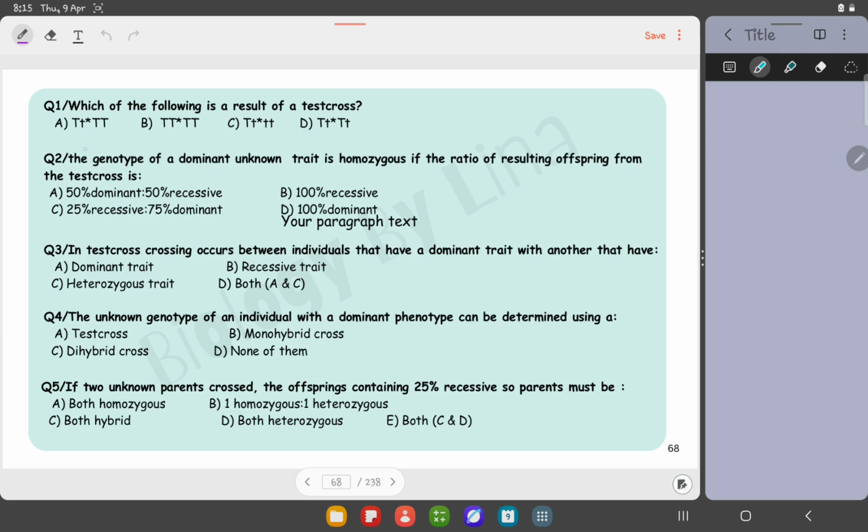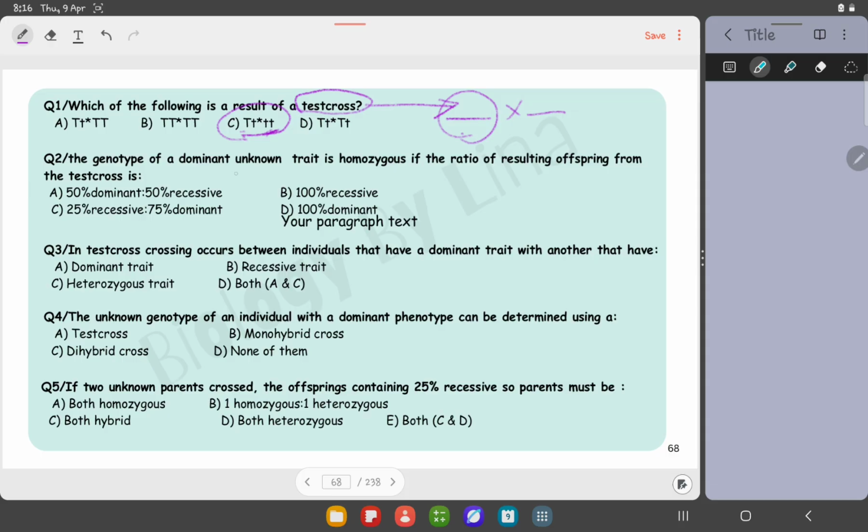Now, question one about test cross: which of the following is a result of test cross? Usually when we talk about test cross, you should focus on something, which is that one of the sides should be recessive, because we said that we will cross this dominant with a recessive trait. So which one here contains a recessive trait? Only this one, because here we cross it with what? With t small. Only this one can be a result of the test cross.